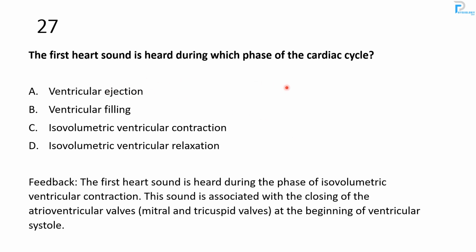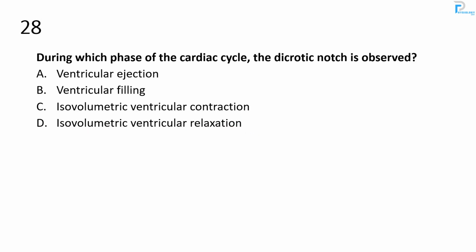So which of these phases indicates the start or the beginning of systole? It is the isovolumetric ventricular contraction phase. First sound is heard because of the sudden closure of the AV valves, and that happens during isovolumetric ventricular contraction phase. During which phase of the cardiac cycle is the dicrotic notch observed?